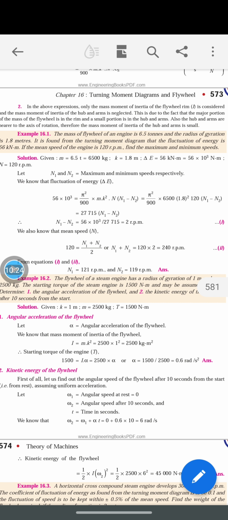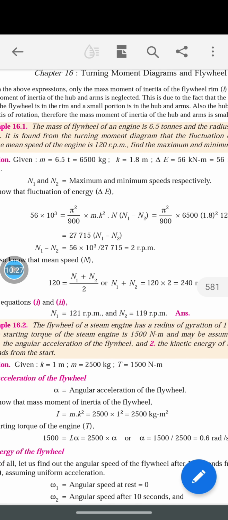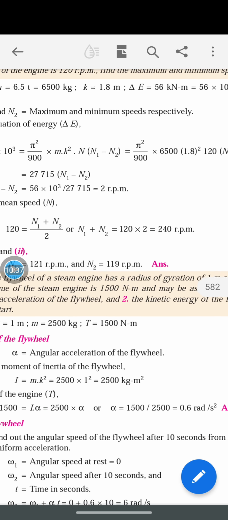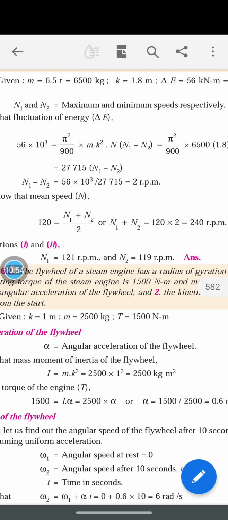Moreover, another piece of data with respect to the mean speed of the engine is given as 120 rpm. The mean speed is denoted with capital N, for which the formula is (N1 plus N2) by 2. So N is equal to (N1 plus N2) by 2, which is equal to 120. By that we have calculated the N1 plus N2 value as 240. So we have two equations, N1 plus N2 and N1 minus N2. By solving those two equations, we get the values of N1 and N2 which he has asked for. He asked for the maximum and minimum speeds, which we have obtained as 121 rpm and 119 rpm. So hope you understood this problem.